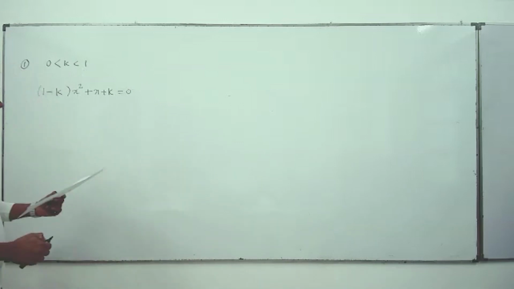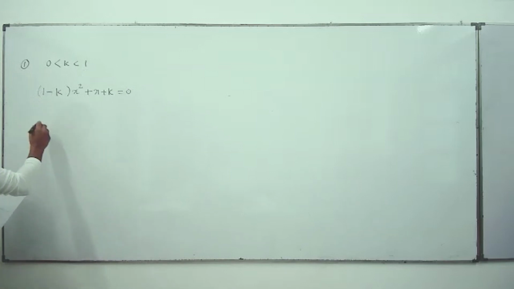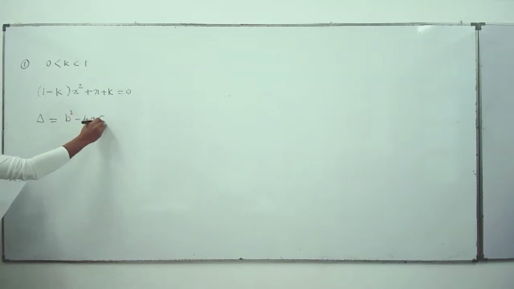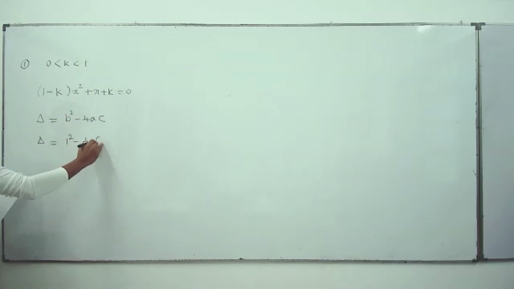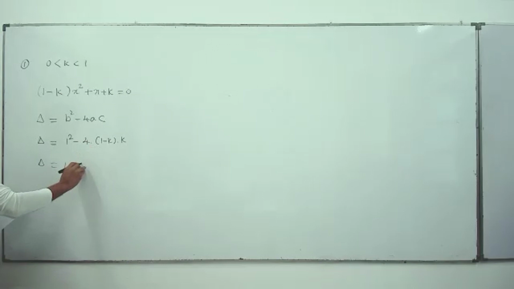To check the nature of the roots, we have to check delta. Delta is b squared minus 4ac. B squared means here 1 squared. 4 times a is 1 minus k. C is k. Delta is 1 minus 4k plus 4k squared.